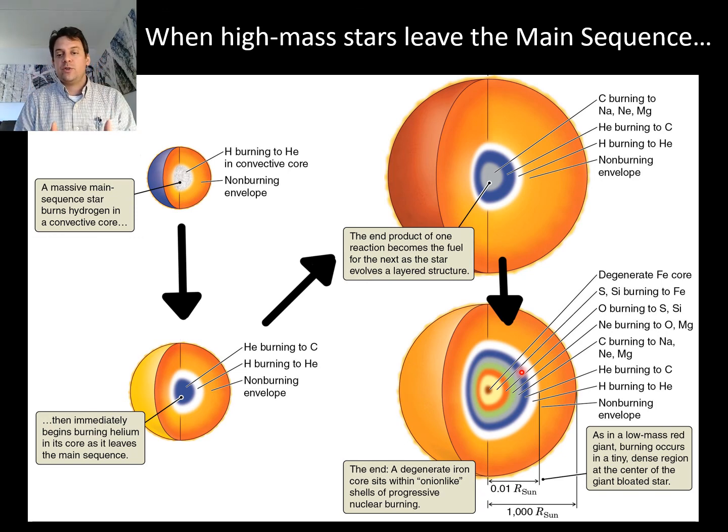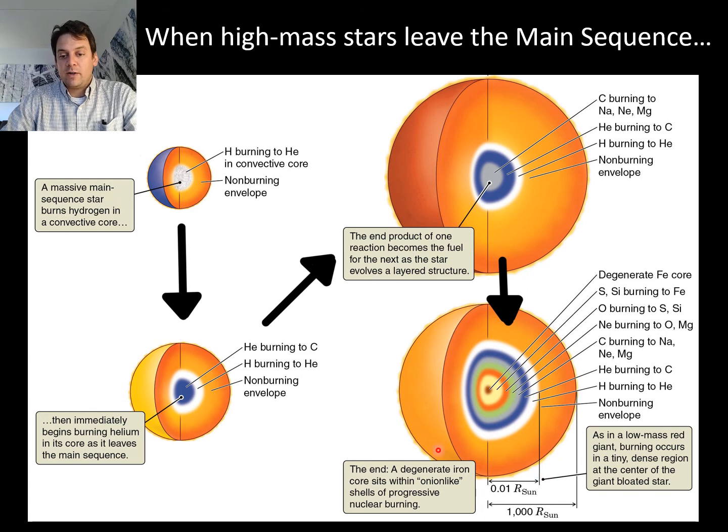You have a shell in which neon is fusing to form oxygen and magnesium. You have a shell where carbon is fusing to form sodium, neon, and magnesium. You've got a shell in which helium fuses to form carbon. And then finally, you've got an outermost fusion shell in which hydrogen is fusing to form helium. And then finally, you have the non-burning envelope. Now, this is not drawn to scale, as so many things in this class.